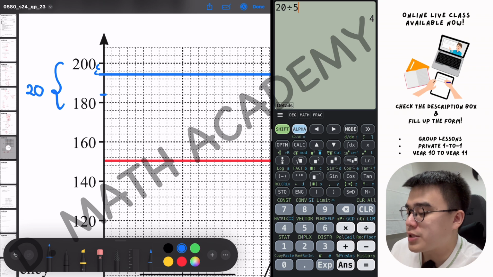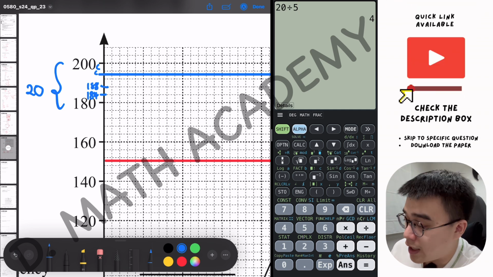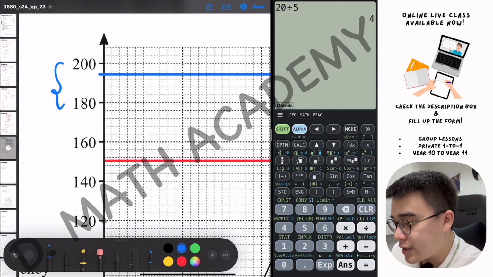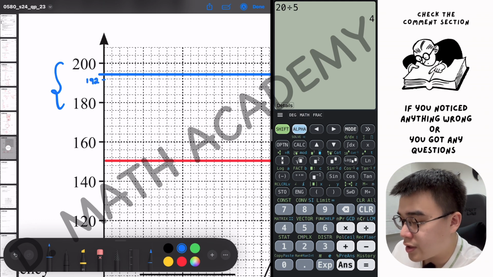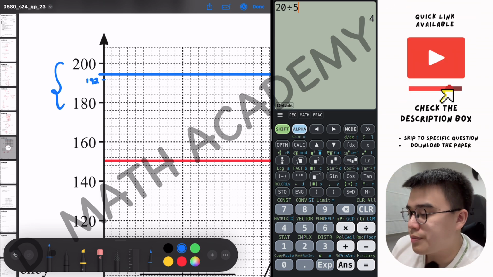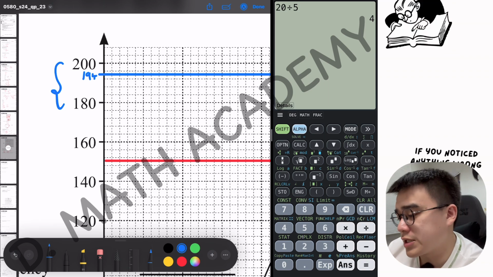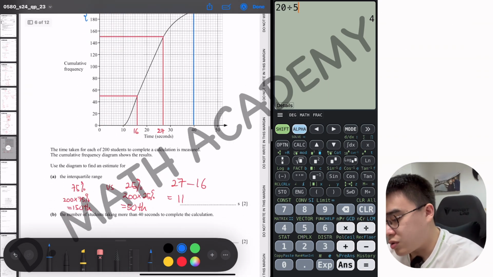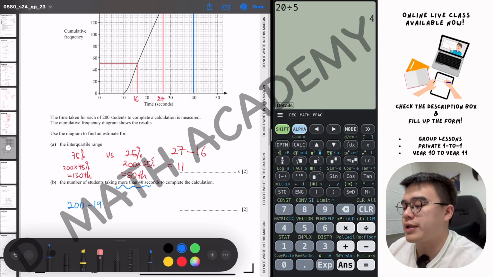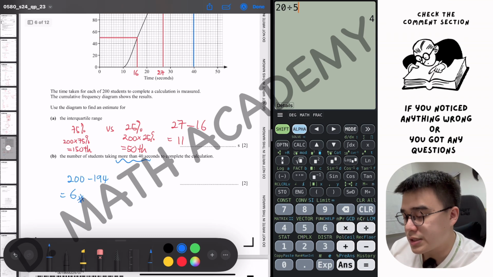Telling us that each gap is worth 4, which means this is 184, and then over here is 188. So please adjust the value accordingly, because they wanted us to find this specific part. It's actually 192 here. And when you split it by half of 4, it's actually 2, making this the answer of 194. Yes, 194 is the answer. So they want us to take more than, which means the 200 has to be minus 194. We have 6 students that are spending more than 40 seconds to complete the calculation.